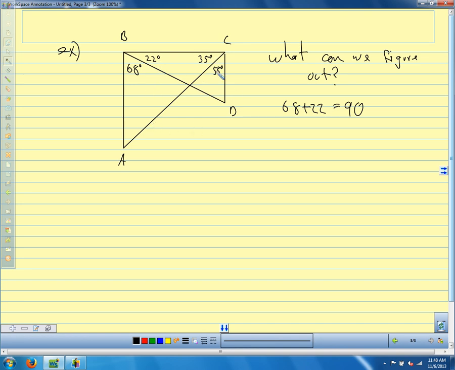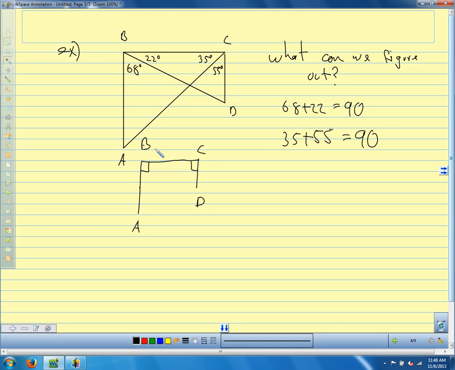What about these two angles? 35 plus 55 is 90. So this angle is 90 degrees. So if I redrew this really quickly, I'm just going to make a quick sketch here. Without these little crosses in here, here's what I have. A, B, C, and D.